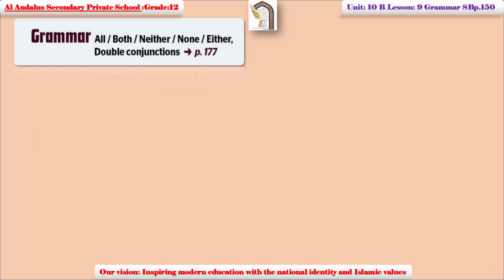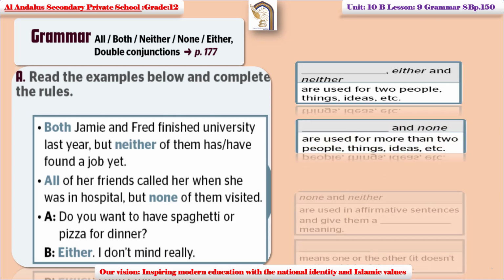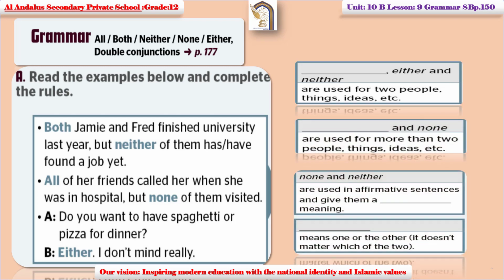Dear students, this is exercise A on your student's book, page 150. Please read the following examples. Both Jamie and Fred finished university last year, but neither of them have or has found a job yet. All of her friends called when she was in hospital, but none of them visited. Do you want to have a spaghetti or pizza for dinner? Either. I don't mind really.